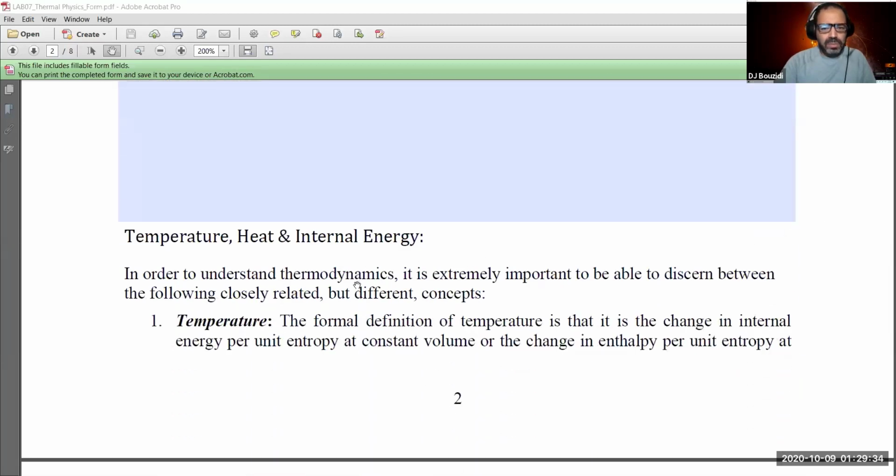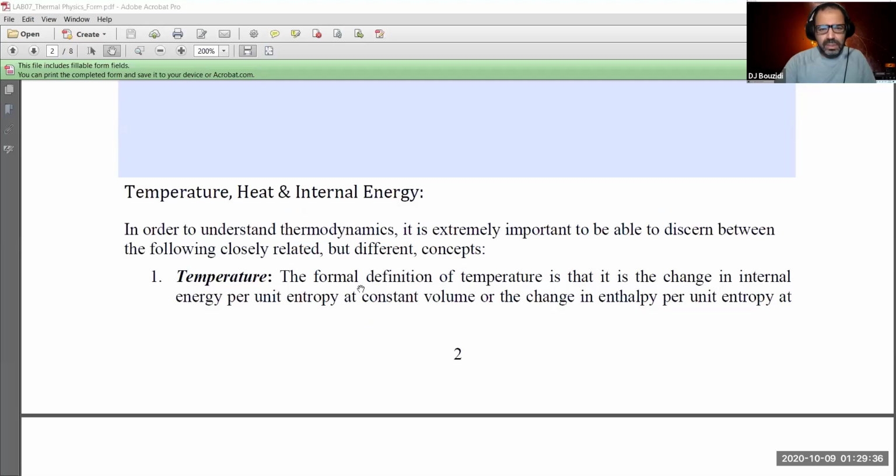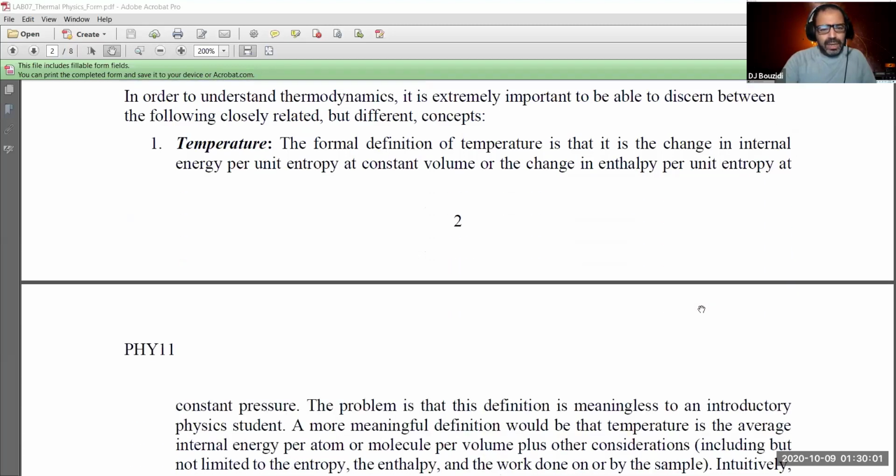Okay, we talked about the concept of temperature in class. And that's actually one of the tasks for physics 10 people, to get the distinction between the two, okay? The formal definition of temperature is the change. This is a very, very complicated definition, so ignore that for right now, okay? The formal definition of temperature is that it is the change in internal energy per unit entropy at constant volume, or change in enthalpy per unit entropy at constant pressure.